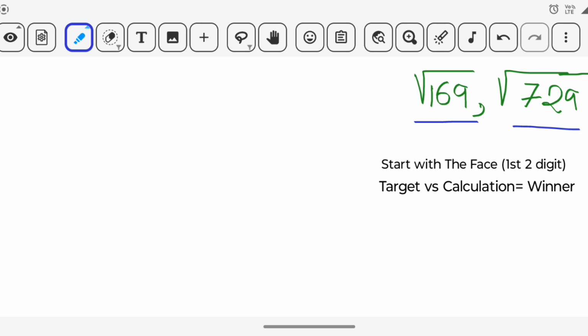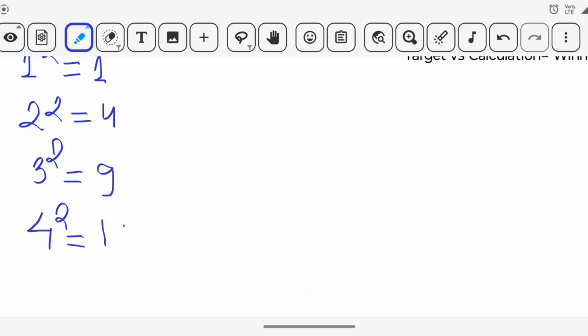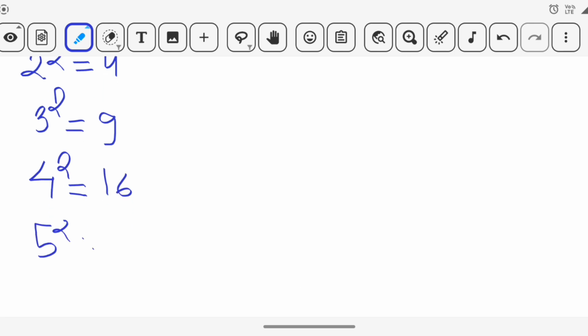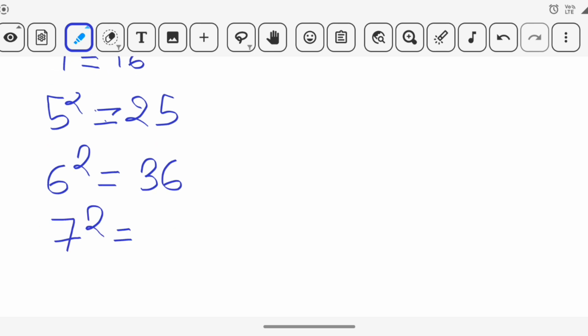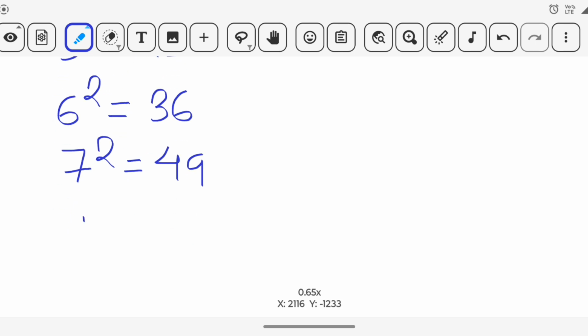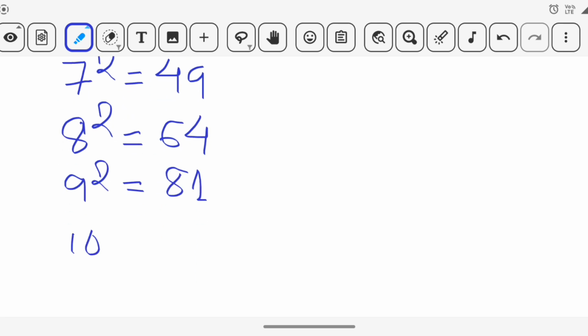That is, 0 square equals 0, 1 square equals 1, 2 square equals 4, 3 square equals 9, 4 square equals 16, 5 square equals 25, 6 square equals 36, 7 square equals 49, 8 square equals 64, 9 square equals 81, and the famous 10 square equals 100.